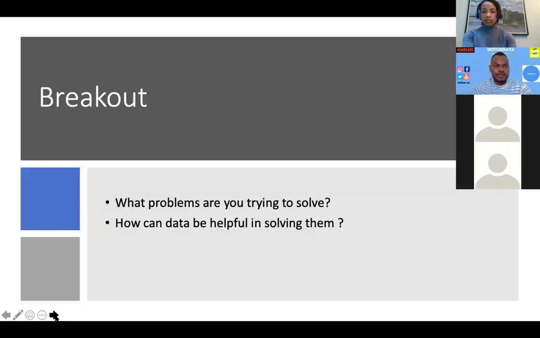So we're going to have our first breakout. And in this breakout, we are going to be asking this question: what problems are you trying to solve? And how can data be helpful in solving them? And we're going to spend a few minutes in your breakout group having this discussion so that you can actually go through this step with us as we present as well.